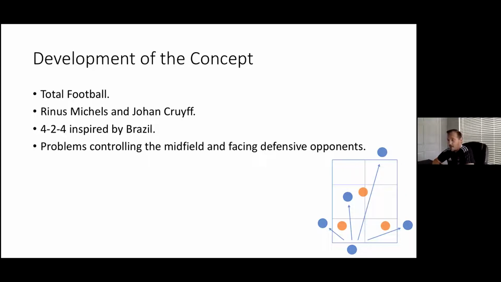What they had a problem with their possession style of play was when they lost the ball in this 4-2-4, they had trouble controlling the midfield with only two players in there. And when they faced really defensive opponents who would all just sit back, they had a hard time attacking with this possession style, this being slow and steady with their front six players.